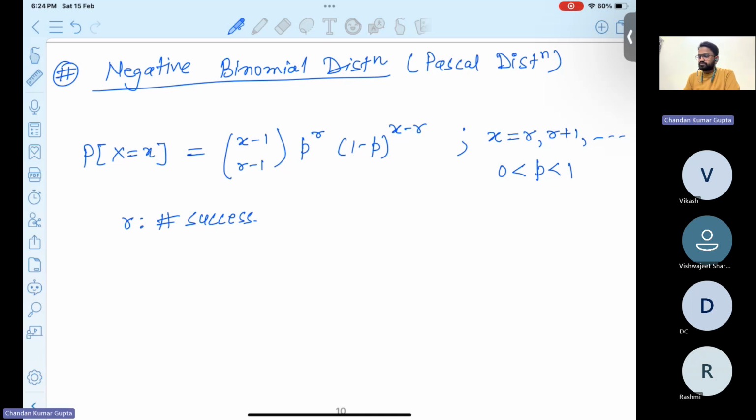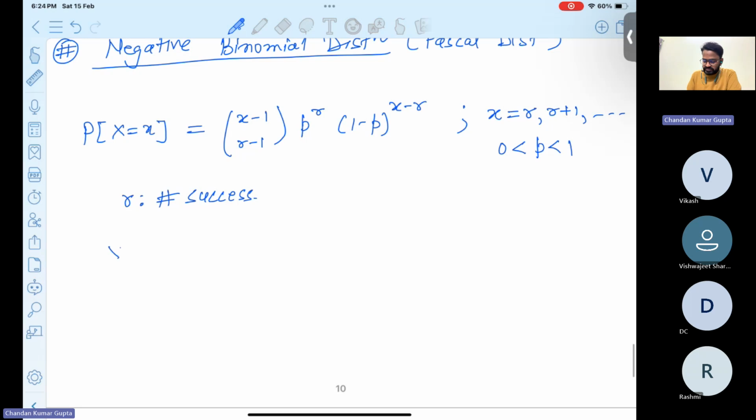Here r is fixed, but x is a random variable. The random variable x is the number of trials we have performed. Suppose we toss a coin until we get 3 heads successively. Getting 3 heads means we have fixed the number of successes. But the number of trials is undefined because it may vary, maybe infinite. So the value of x may take values from r plus 1 up to infinity.